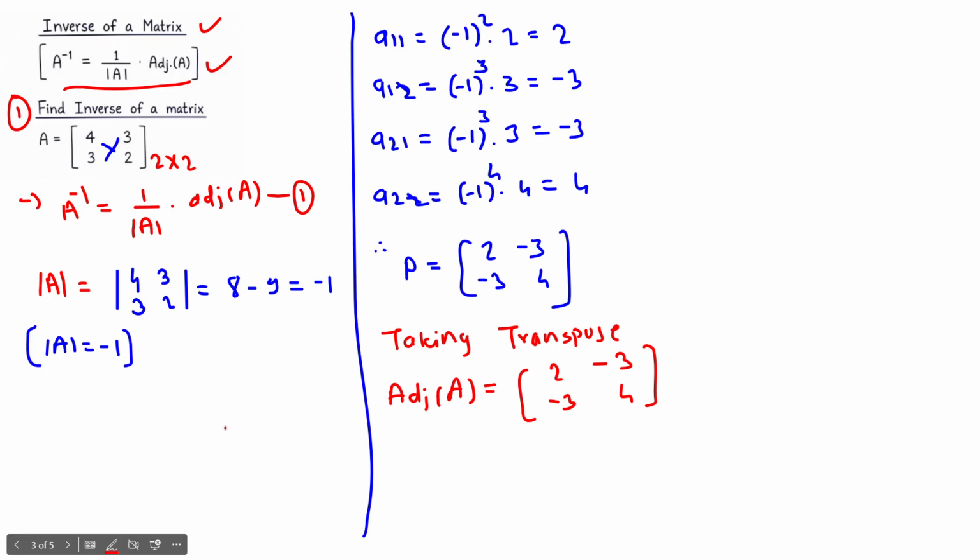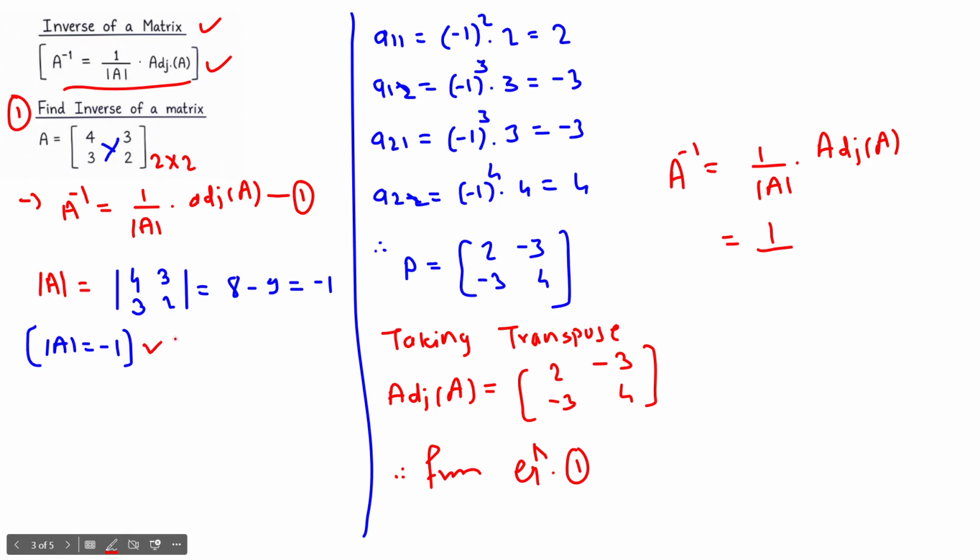But what we have to find? We have to find the inverse of the matrix. Therefore, from equation 1, A inverse is equal to, the formula is 1 over determinant of A into adjoint of A. So 1 over determinant of A, already we have minus 1.